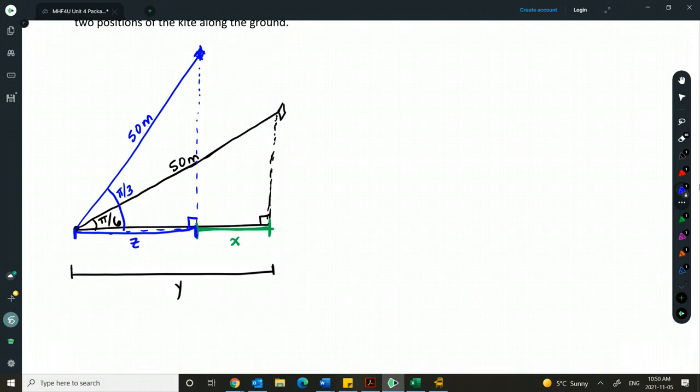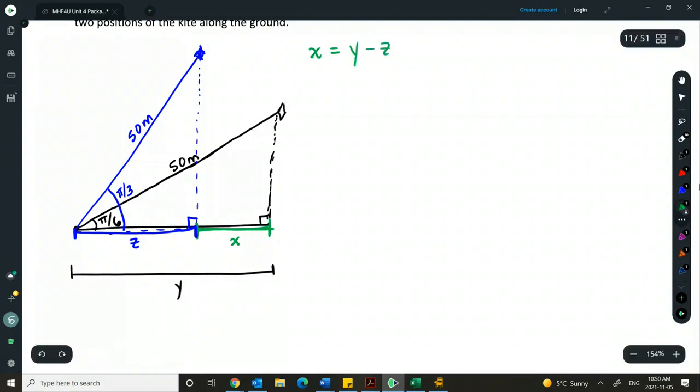what's the relationship between x, y, and z? How do I find x? X equals what? Y minus z. So that is the ultimate goal here. We're going to find what is y minus z.